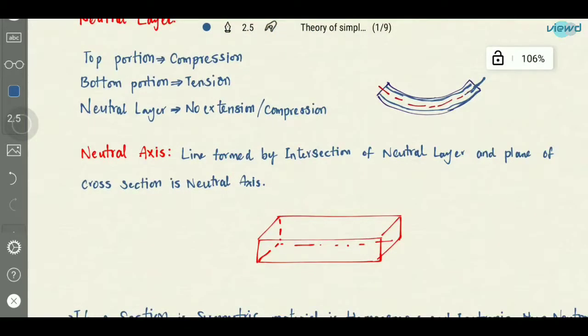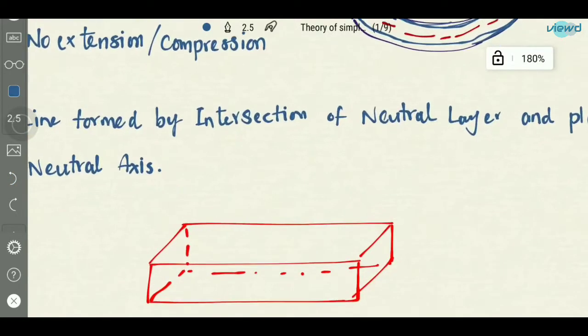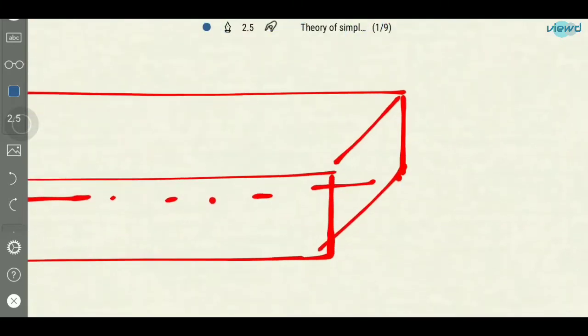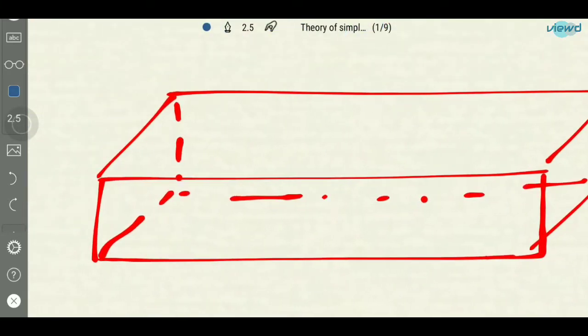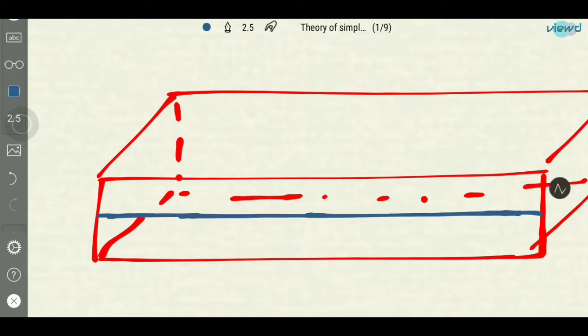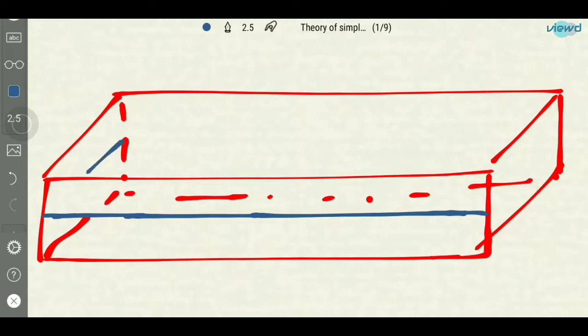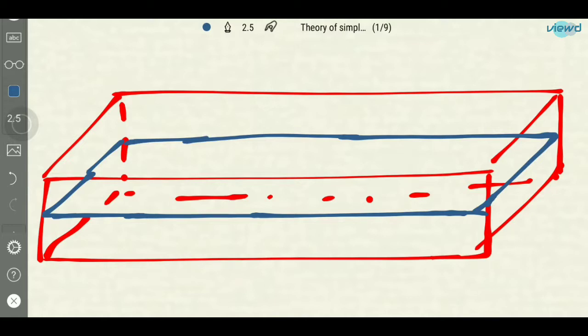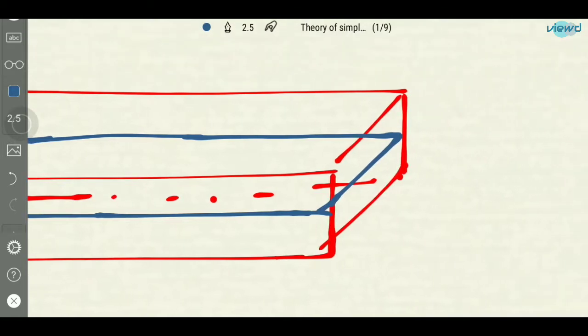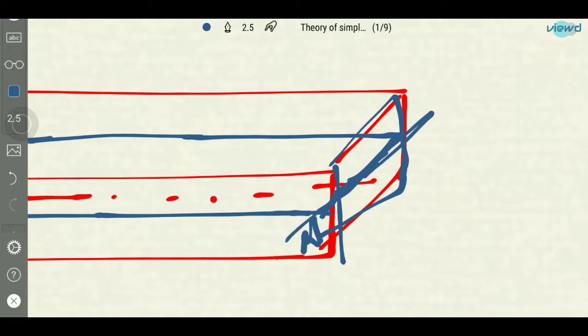And there is another one, neutral axis. The line formed by intersection of neutral layer and plane of cross section is neutral axis. So if you consider this body, the neutral layer will be at the center, because this is a symmetric one. It passes through centroid. So this blue color line is the neutral layer. That layer is intersecting with the cross section at this line. So this is called neutral axis. It is represented by NA. The intersection of neutral layer with cross section gives us neutral axis.